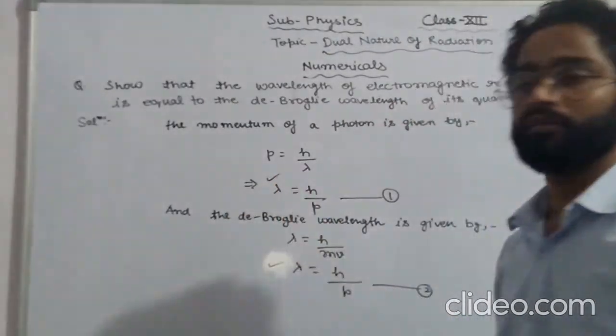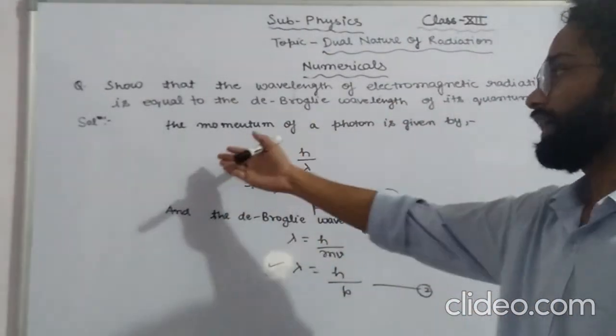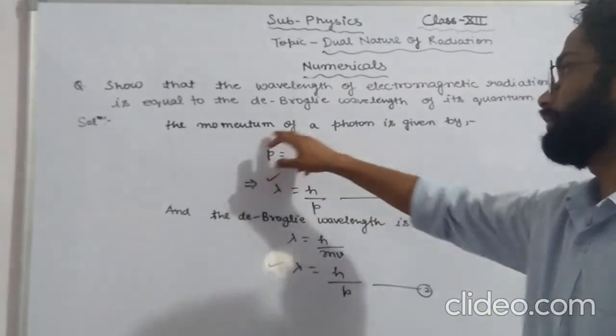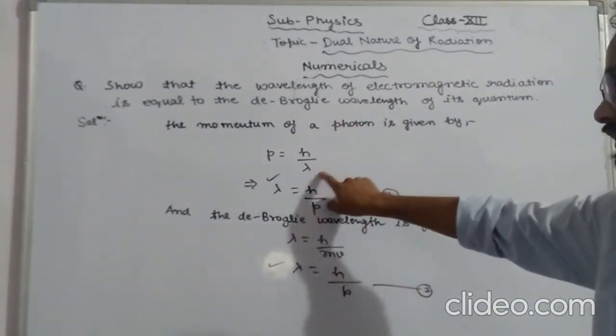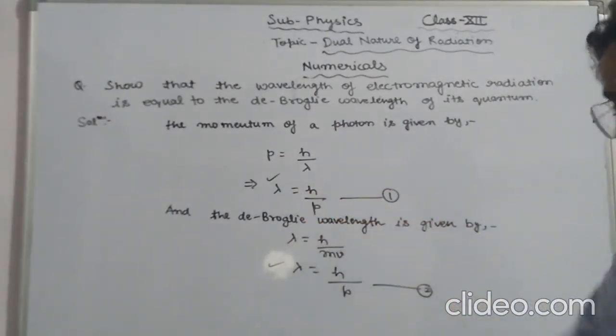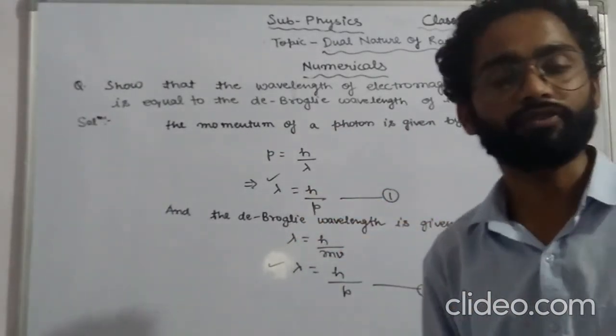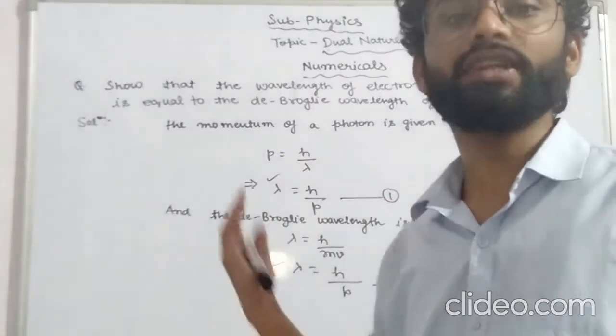This was very easy. The momentum of a photon is given by P is equal to h upon lambda, then lambda is equal to h by p. Then we have solved it. I hope you have got this easy derivation.